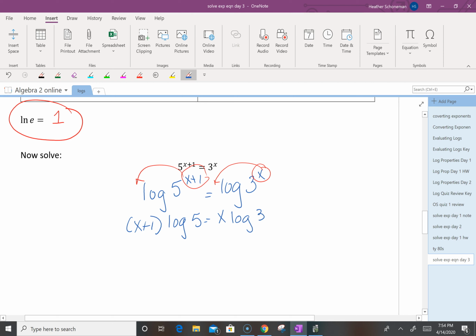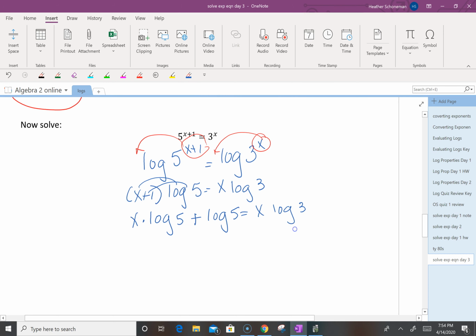Okay, well, how am I going to solve this? Well, the first thing you're going to have to do is distribute. Yuck. So I have x times the log of 5, and then 1 times the log of 5 would just be the log of 5. Well, anytime we solve, equals x times the log of 3.